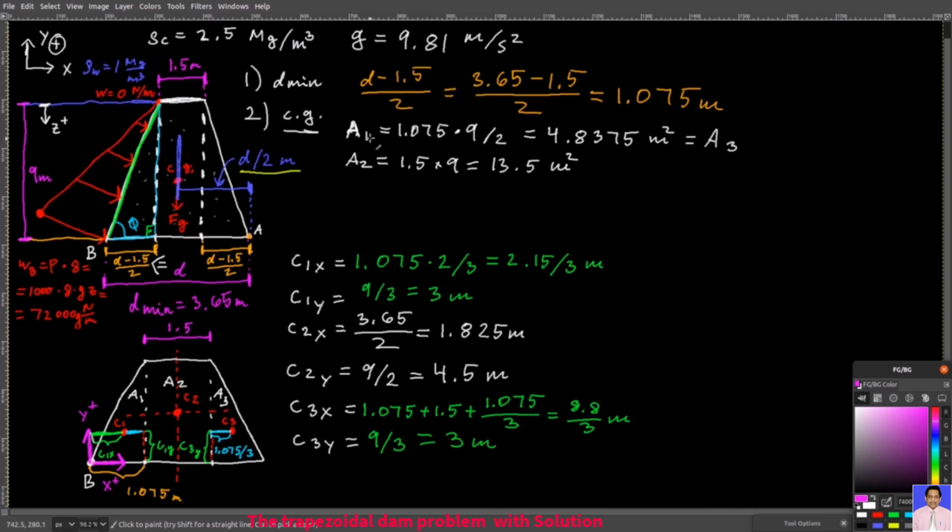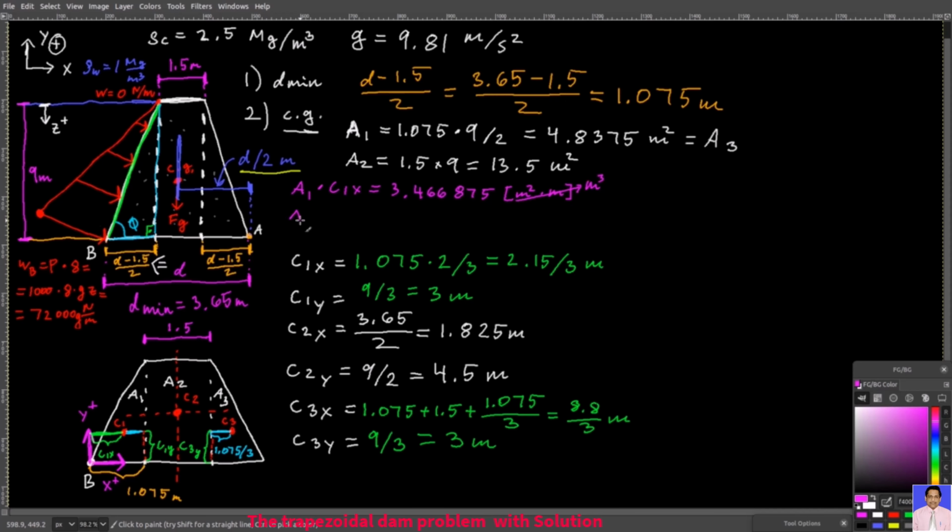We take this area 1, and then we multiply it by C1x. That's the horizontal position of the centroid of the area corresponding to A1, measured from point B. You have A1, you have C1x. If you multiply them together, then you will have this number, which is meters squared times meters. In other words, it's meters cubed.